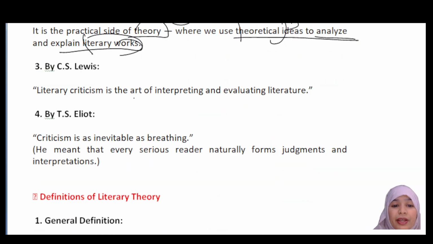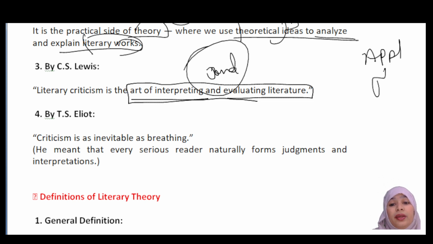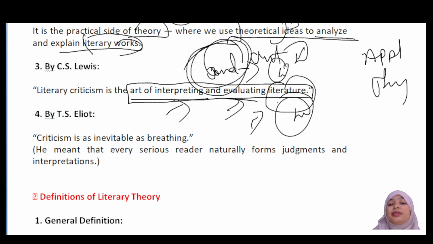It is the art of interpreting and evaluating literature. Yes, giving it as a judgment. Applying is theory, giving judgment is criticism. So here, for any work of literature, our duty is to judge that work by evaluating, by interpreting, yes, by analyzing that particular work. That is what is called criticism.